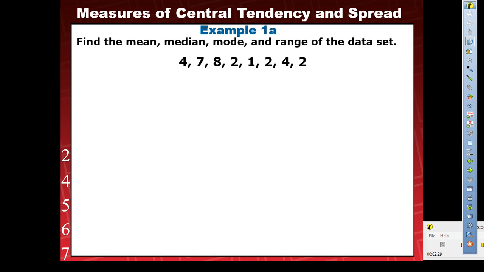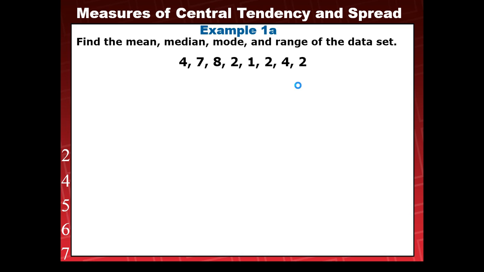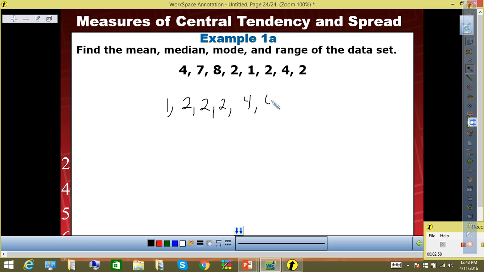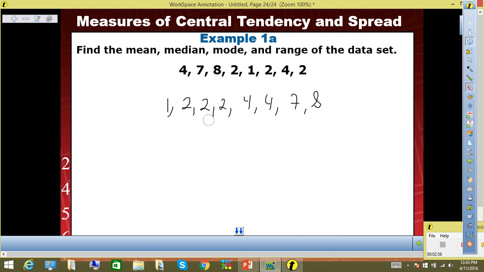So what would be our step 1, Voss? It's already in order. Oh, from least to greatest. All right. So we start with 1, 2, 2, 2, 4, 4, 7, 8. All right. So from least to greatest, there it is.